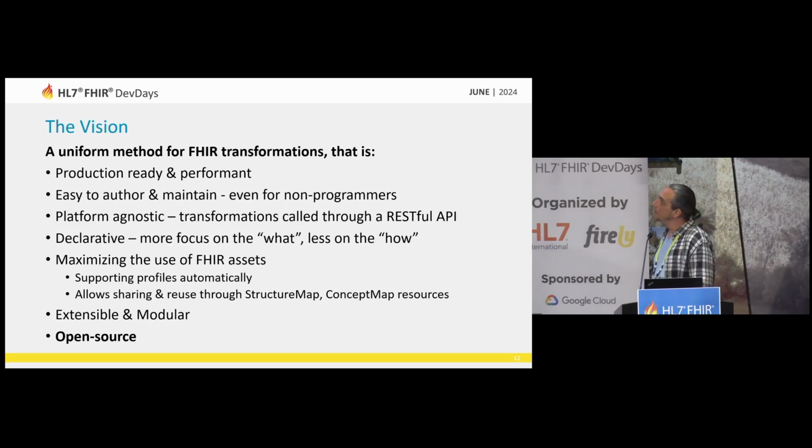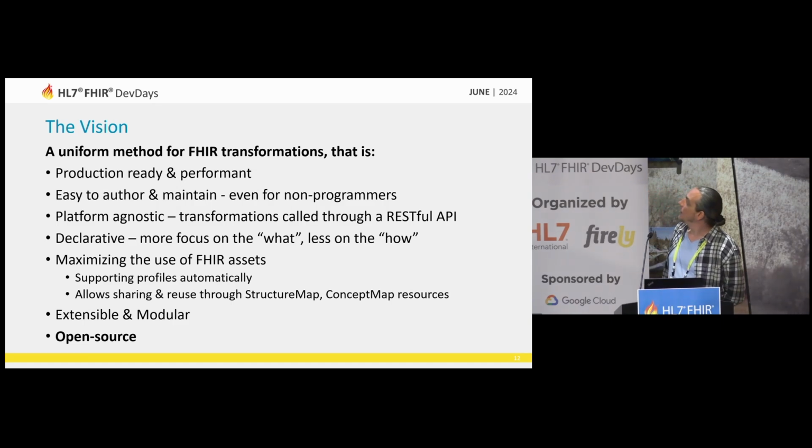So the vision is to have a uniform method for FHIR transformations that is production ready and performant, easy to author and maintain even for non-programmers. It should be platform agnostic, declarative, so we can focus on what we want to do and not how. And we need to maximize the use of FHIR assets, like profiles, supporting them out of the box, and allow the sharing and reuse of our mappings through structure maps, concept maps, FHIR resources. And it should be extensible and modular, and it should be open source.